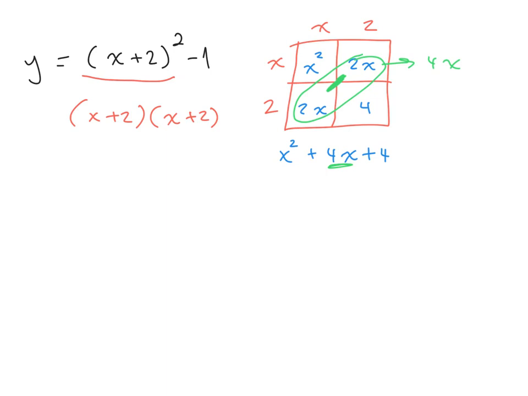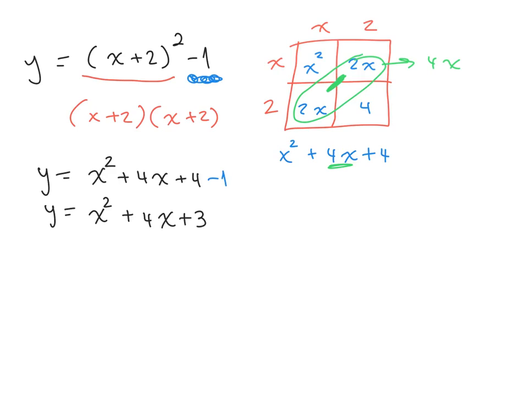Now we can't forget about the minus 1. So if we put everything together, our equation is y equals x squared plus 4x plus 4. And then we did have this minus 1 at the end of the equation. So we have to include that. And so now if we combine like terms, we get y equals x squared plus 4x, and 4 minus 1 is positive 3. So we write that as plus 3. So the last step is for us to factor this equation.